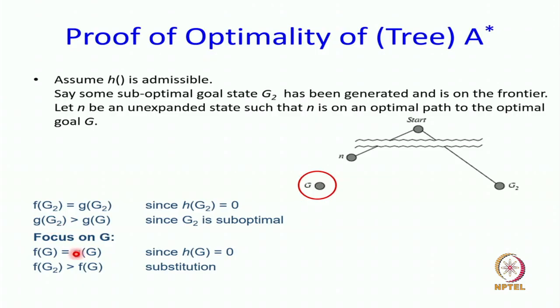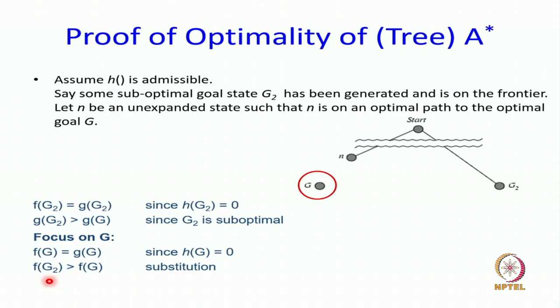And moreover, because g of G2 is greater than g of G, and f of G2 is equal to g of G2 and f of G is equal to g of G, therefore we can combine these three facts to say that f of G2 is greater than f of G.